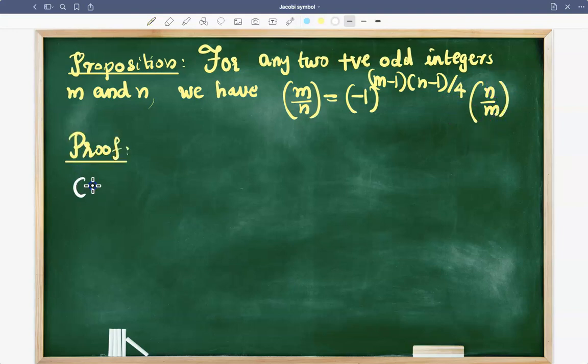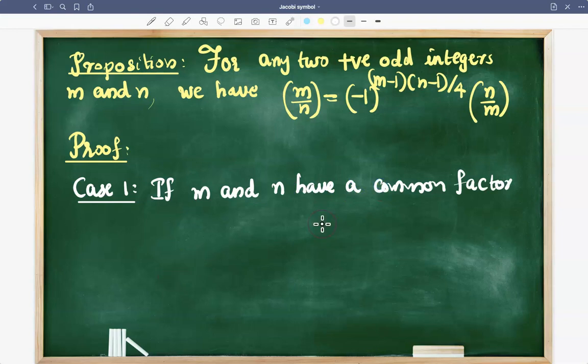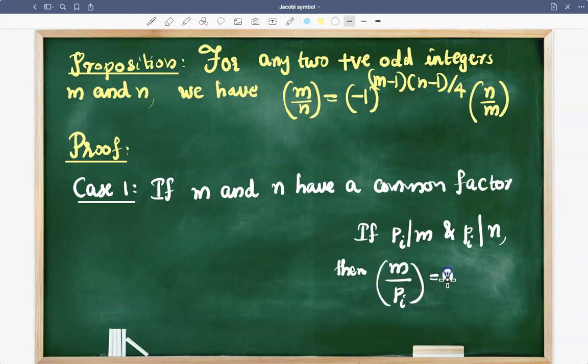For the proof, let us consider the first case when m and n have a common factor. Then what will happen to both Jacobi symbol m by n and Jacobi symbol n by m? We can see that if both m and n have a common factor, then there will exist some prime, say pi, such that pi will divide both m and n. Then, since pi divides m, the Legendre symbol m by pi will be equal to 0 using the definition of Legendre symbol. And this will imply that Jacobi symbol m by n is equal to 0, since Jacobi symbol m by n will be the product of all such Legendre symbols. So m by n will be equal to 0.